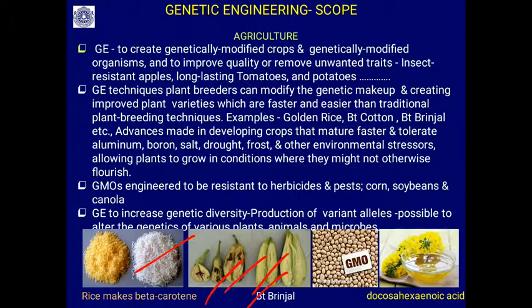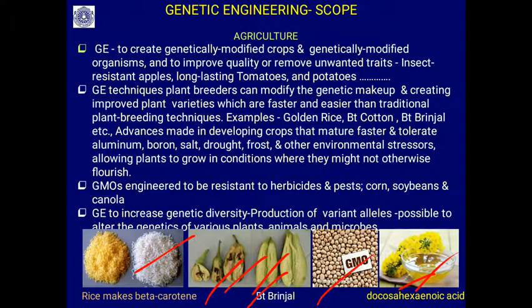Then you will find the advances made in developing crops that mature faster and tolerate aluminum, boron, salt, drought, frost, and other environmental stressors, allowing plants to grow in conditions where they might not otherwise flourish. The genetically modified soya beans give so much yield. Then you can express the omega fatty acids, the important DHA, or docosahexaenoic acid. This is the fish oil we can express in canola oil.